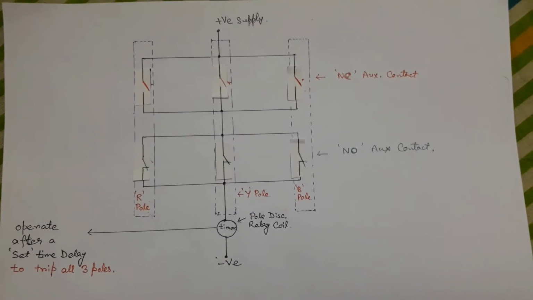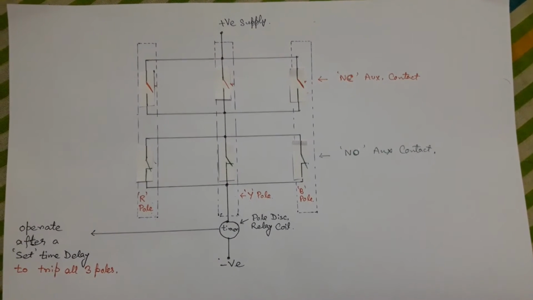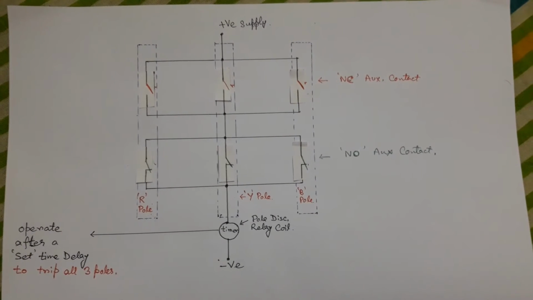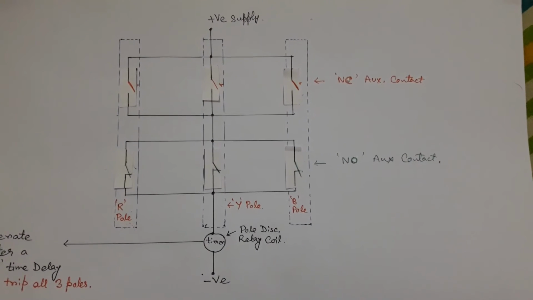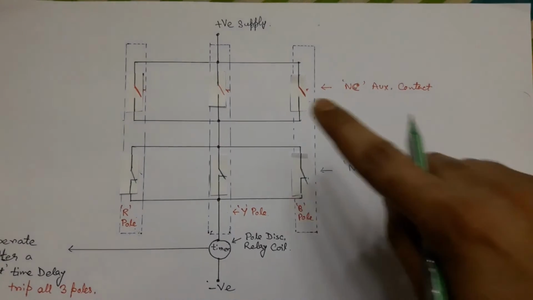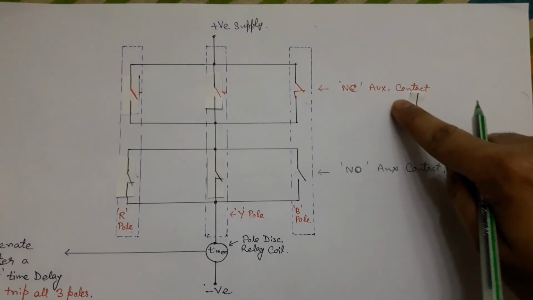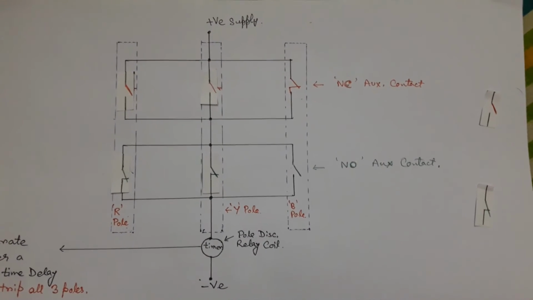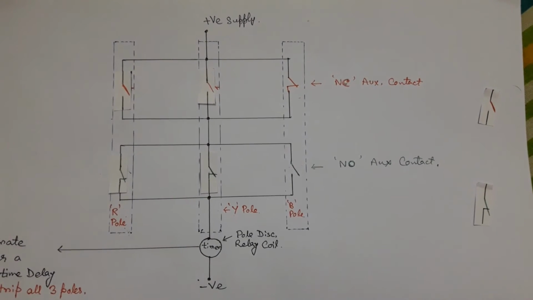Now we will see how the pole discrepancy relay can protect the power system from unbalanced loading if any pole of this circuit breaker maltrips or is wrongly tripped. Suppose maltripping occurred in the blue phase pole of this circuit breaker. So what will be the contact configuration? If the blue phase pole of this circuit breaker gets tripped, then this will be the new contact configuration of this circuit breaker.